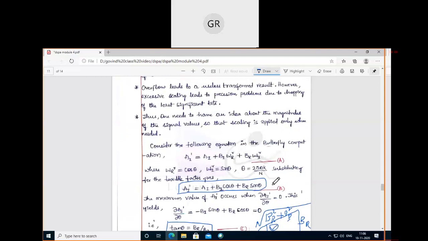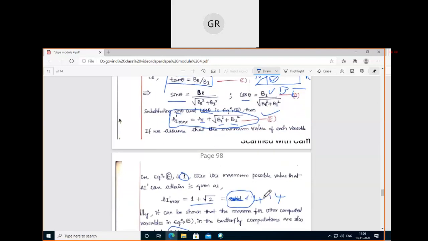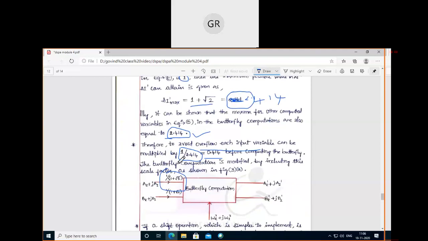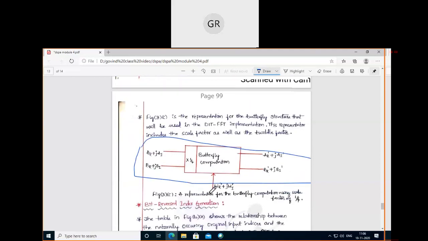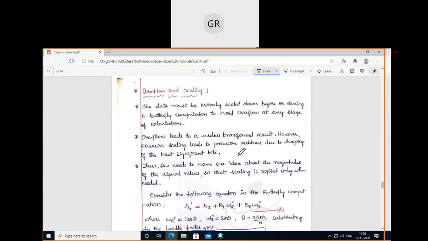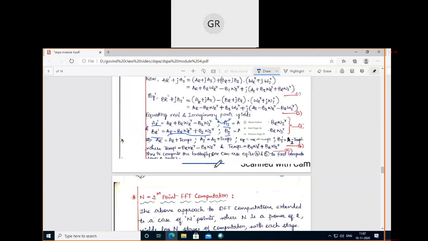Using any equations, you can find the maximum value for all the values, that means AR dash, AI dash, BR dash, and BI dash. For all these equations, the maximum value is 2.414 only. That's why each input variable can be divided by 2.414 or multiplied by 0.414. This is about the overflow and scaling. It's very important. Please go through this. In the previous year question paper, they asked this question. By taking some other equations, please practice them.